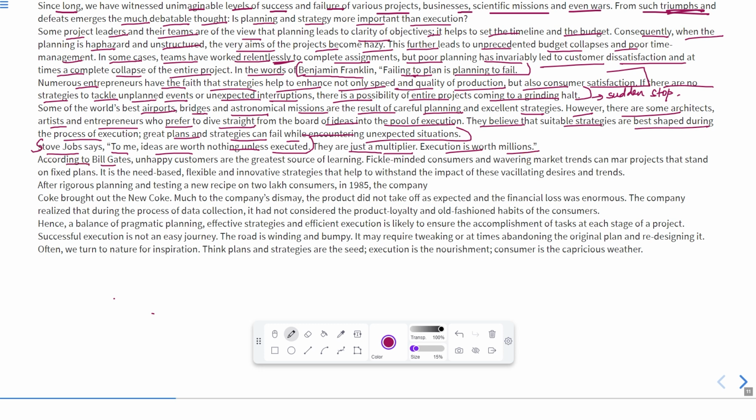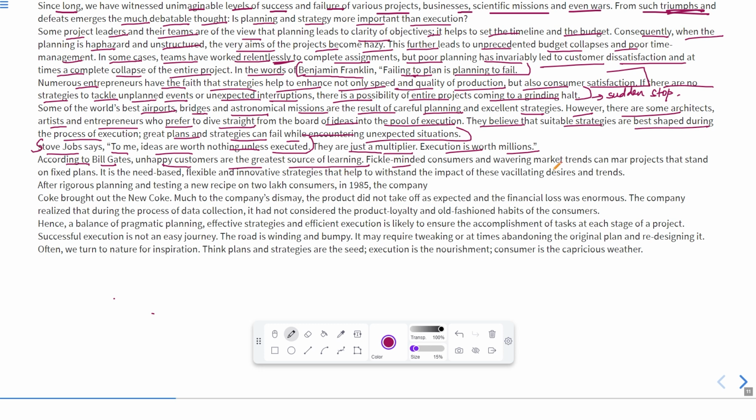Okay, according to Bill Gates, we all know that he is one of the richest people in the world, unhappy customers are the greatest source of learning. It means if the customers are not satisfied, those types of customers are the best instigators or motivators, because through them we can learn new things. They will tell us the new approaches and the new requirements, and you will be motivated to make something new, just to satisfy that type of customer.